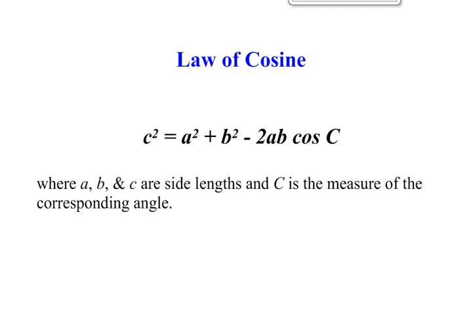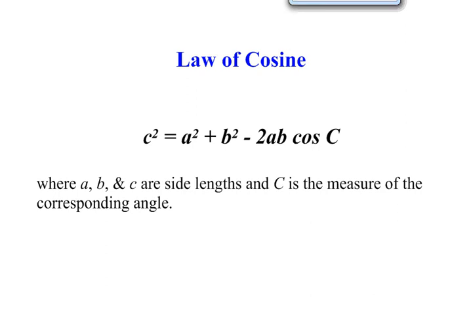C squared equals a squared plus b squared minus 2ab cosine C, where lowercase a, b, and c are side lengths, and capital C is the measure of the corresponding angle to side c. It is so important to remember that lowercase letters are side lengths and capital letters are angles.